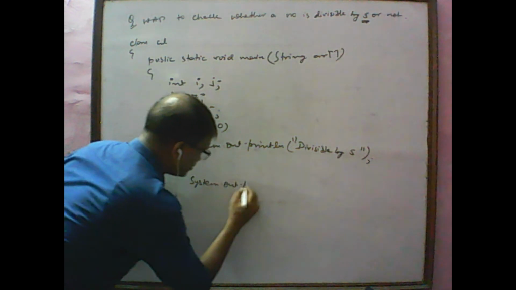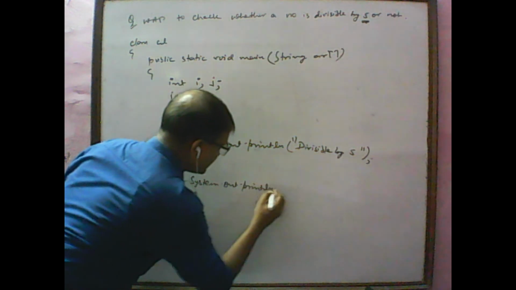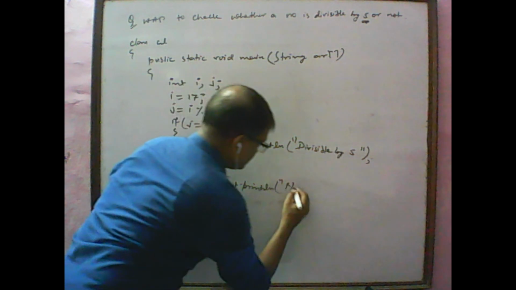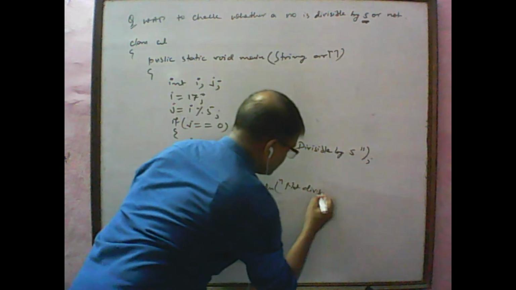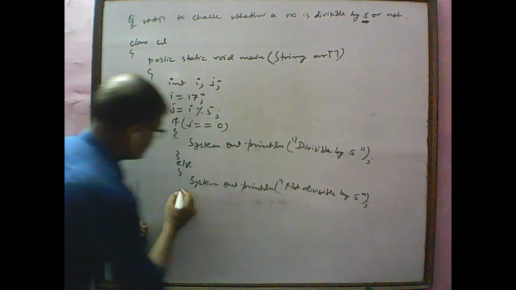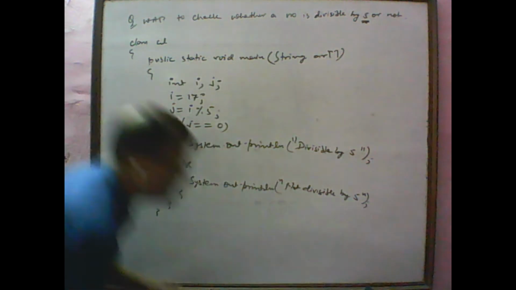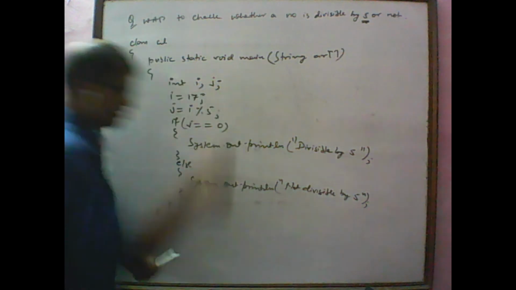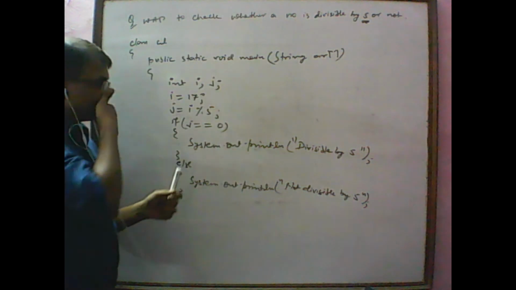Now else, System.out.println not divisible by 5. Okay, this is the concept.